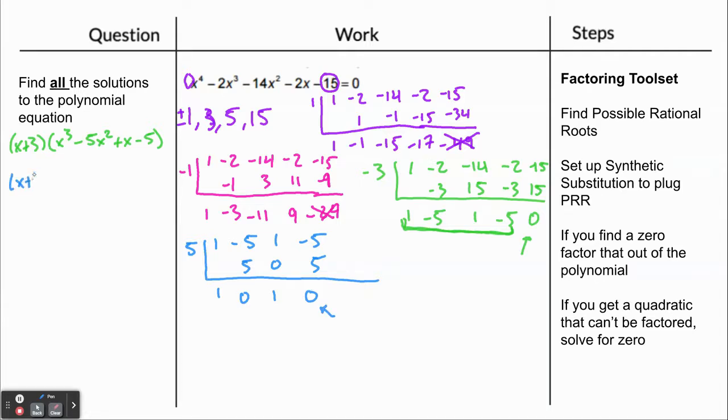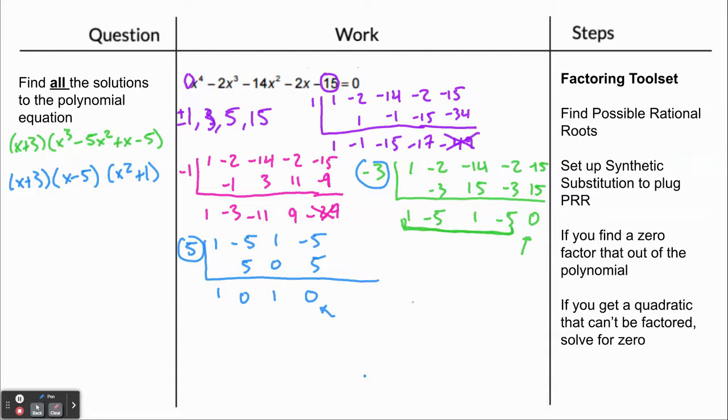Now we have x plus 3 as a factor, and x minus 5 as a factor. And what we're left with is x squared plus 1. So far we have 2 of our solutions at negative 3 and positive 5. But in this case, we now have x squared plus 1, which I can solve not by using synthetic substitution, but by just solving this binomial when we set it equal to 0.